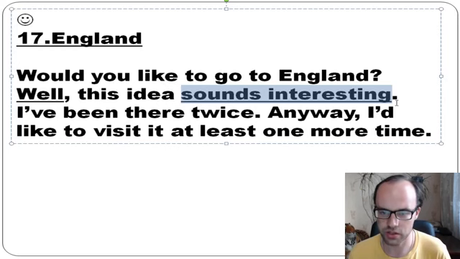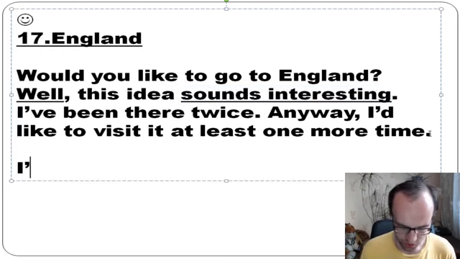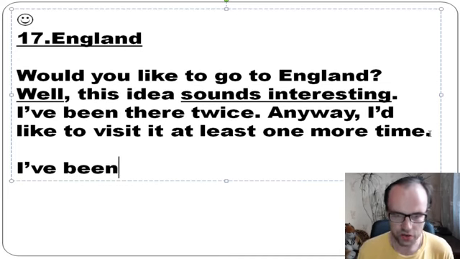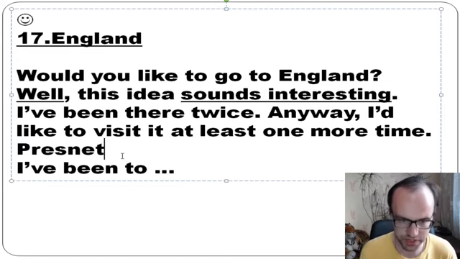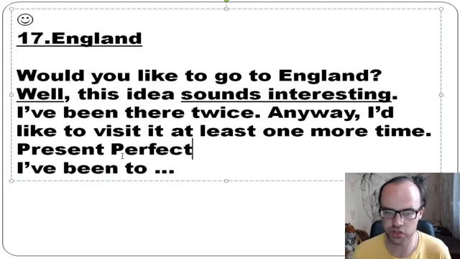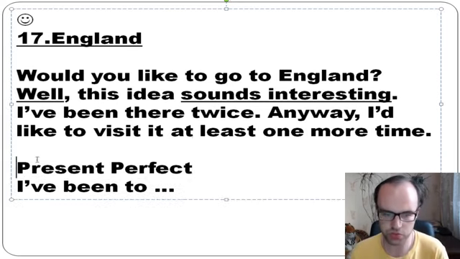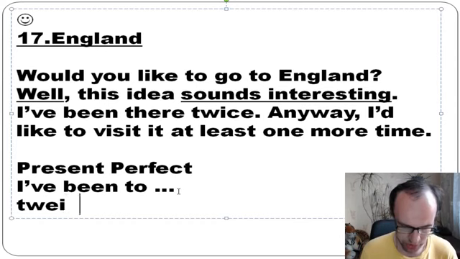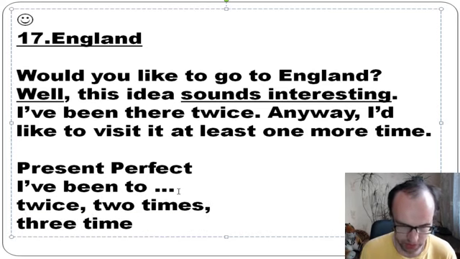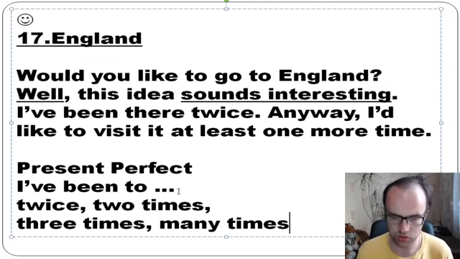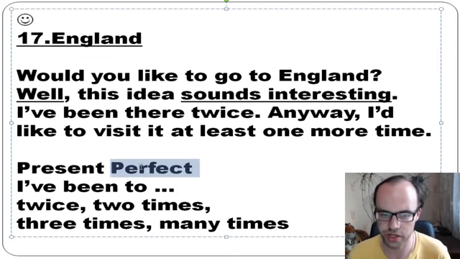So you know that when you say that you often say I've been to, and then you name a country, so you use present perfect. So I've been to the United States, I've been to England, I've been to Australia, and so on. So normally use present perfect, especially with these words: twice, or 2 times, it's the same. 3 times, so many times. So these phrases tell us that we need this tense, present perfect, okay?